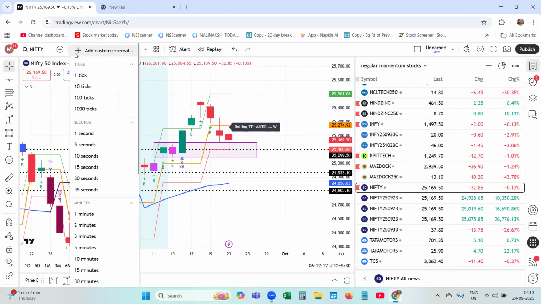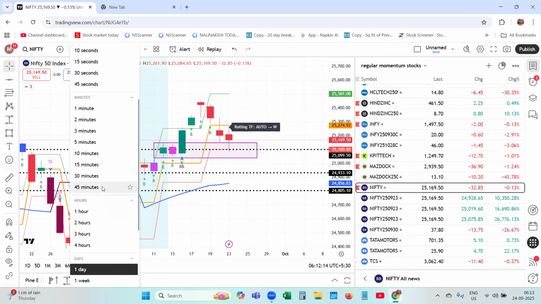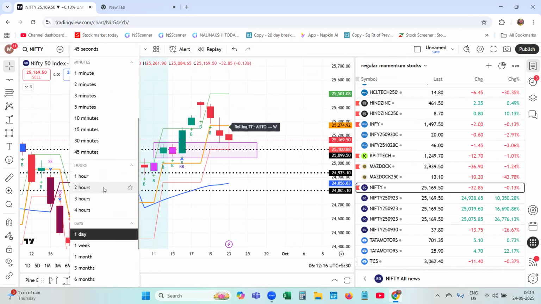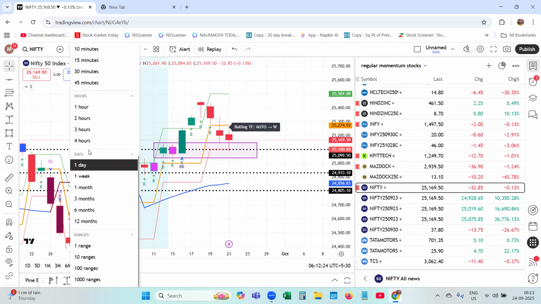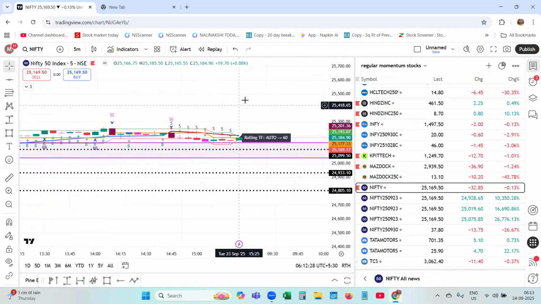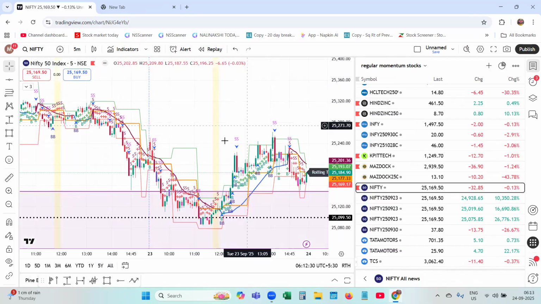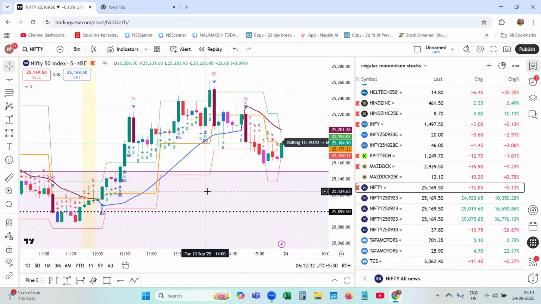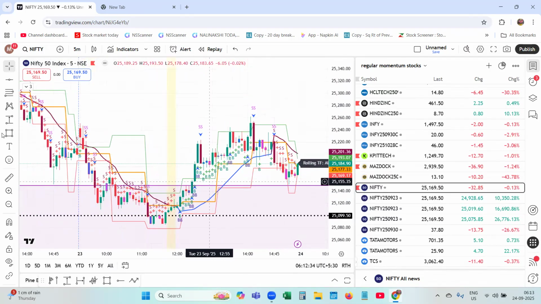Let me go to the intraday time frame, to see how the trade materialized for the people who are intraday traders. Let me go to the 5 minutes time frame. How you got the signal from this indicator. In the morning, I'm zooming it out.